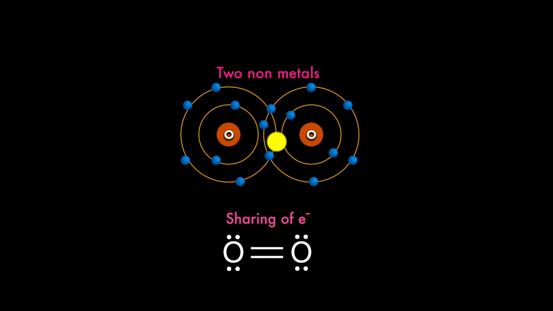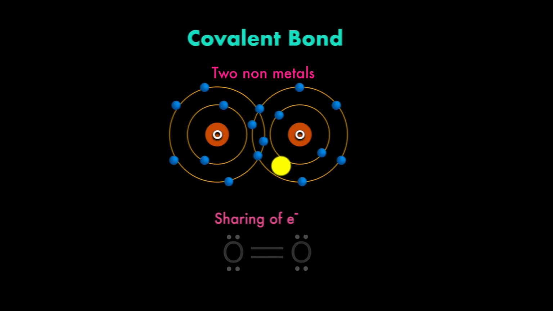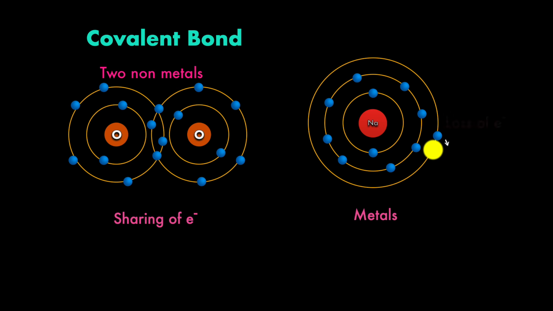And look, as a result, both oxygen atoms will end up with 1, 2, 3, 4, 5, 6, 7, 8 electrons, completing their octet. This type of bonding is what we call a covalent bond. As a result, these shared electrons are tightly bound and not easily lost like in the case of metals.